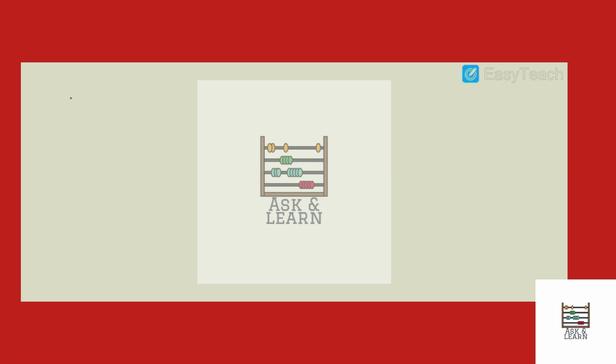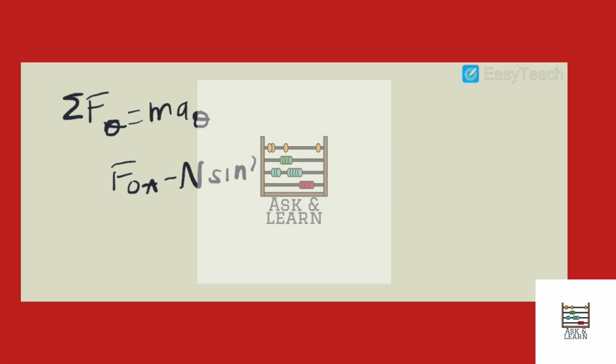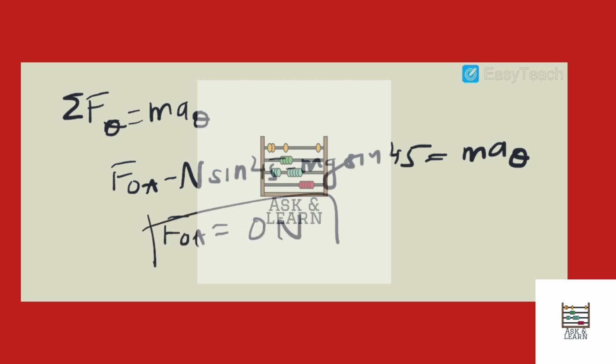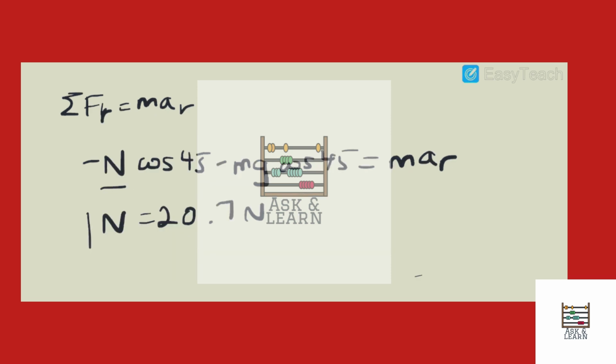Next, what we can do is apply Newton's second law in the theta direction, and that's equal to m times a theta. And this gives us that F_OA minus N sine 45 minus mg sine 45 is equal to m times a theta. And actually this results in that F_OA is in fact equal to 0 newtons. So that's one final answer, and here's our other final answer.